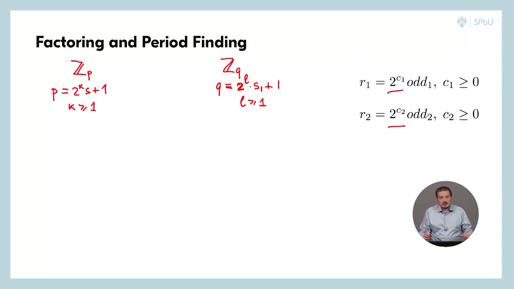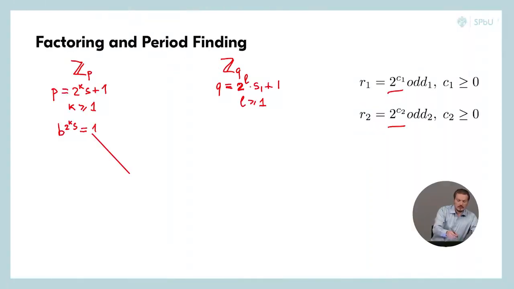Okay, since Z_P and Z_Q are fields, they have primitive elements. Here we will call it B, and this element B generates the whole field. So the powers of B form all the elements of the field, and we have only P elements in this field, so the order of B would be P minus 1, which is 2 to the power K multiplied by S. And this equals 1 modulo P.